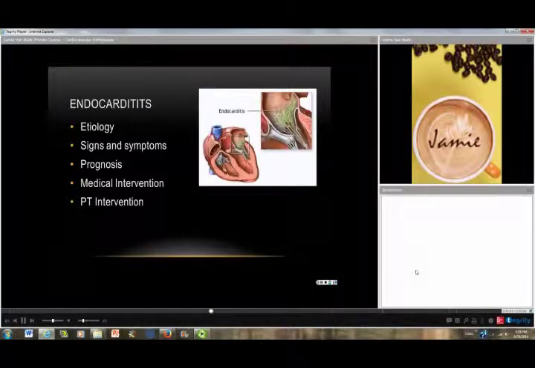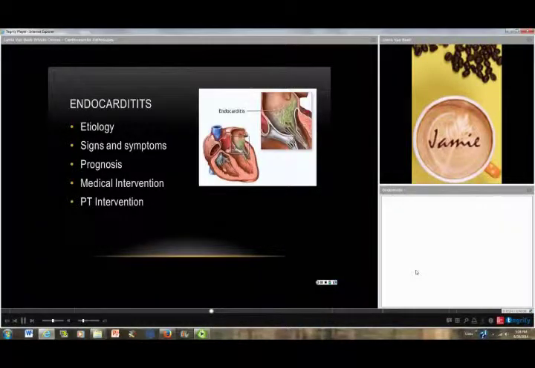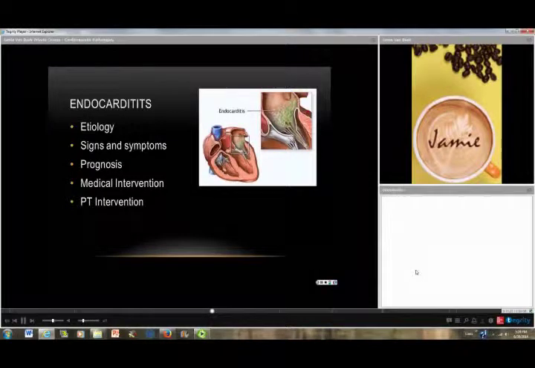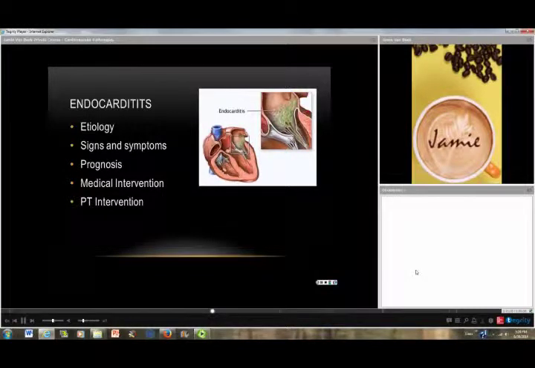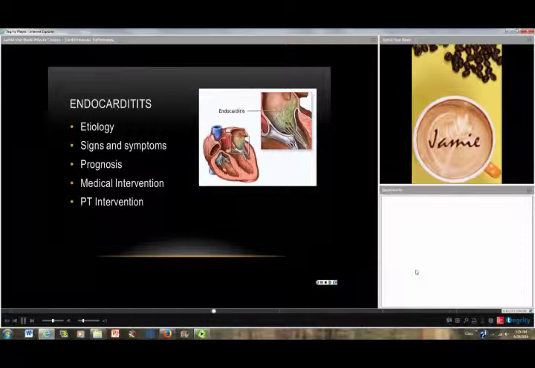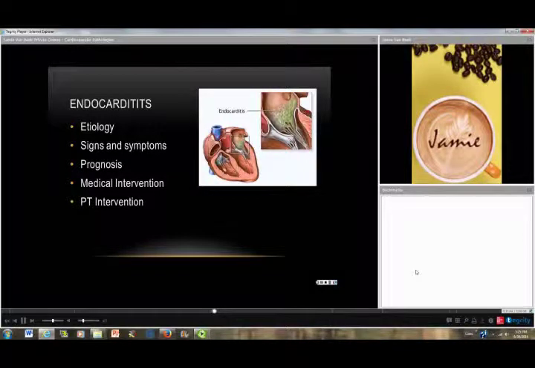Okay, endocarditis. Let's talk about endocarditis a little bit. We're going to talk about the etiology of it, the signs and symptoms, the prognosis and the medical intervention, and also some PT interventions. So endocarditis is a bacterial infection of the lining of the heart, including the heart valves, that can lead to cardiac failure.